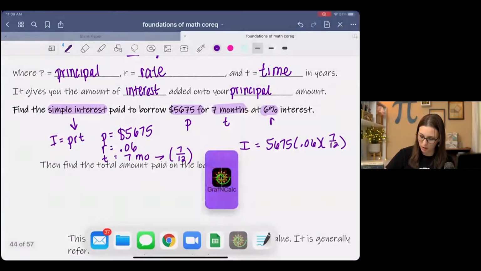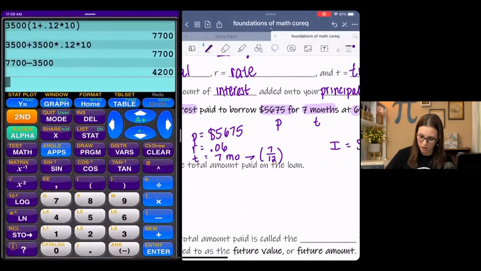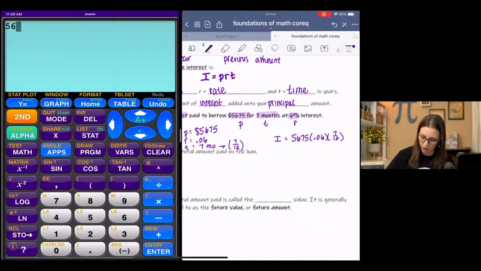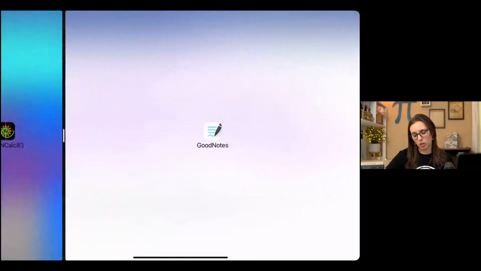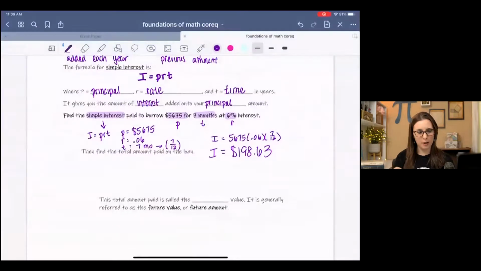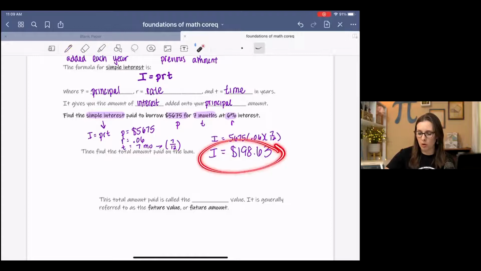We've got P times R times T, which is a fraction. And we get $198.63. I rounded up because the 2 has a 5 behind it, so you're going to round up. And it makes sense to go to 2 decimal places because we're talking about money. So this is the interest amount.